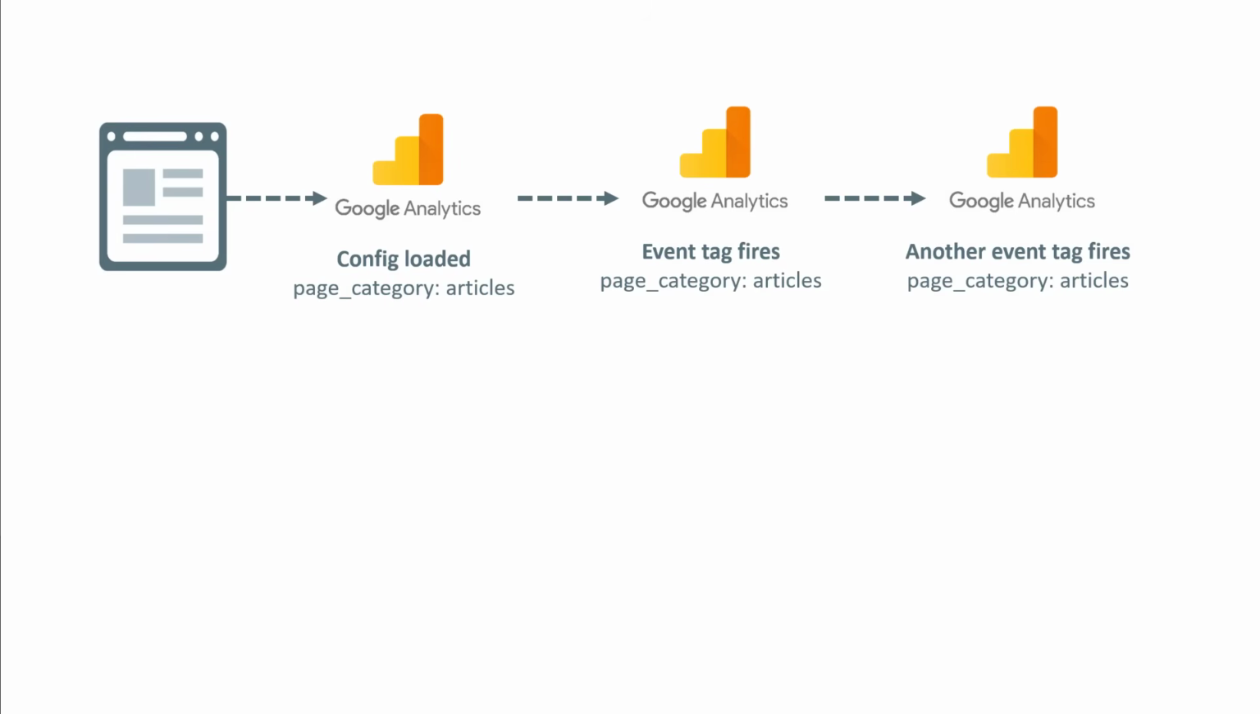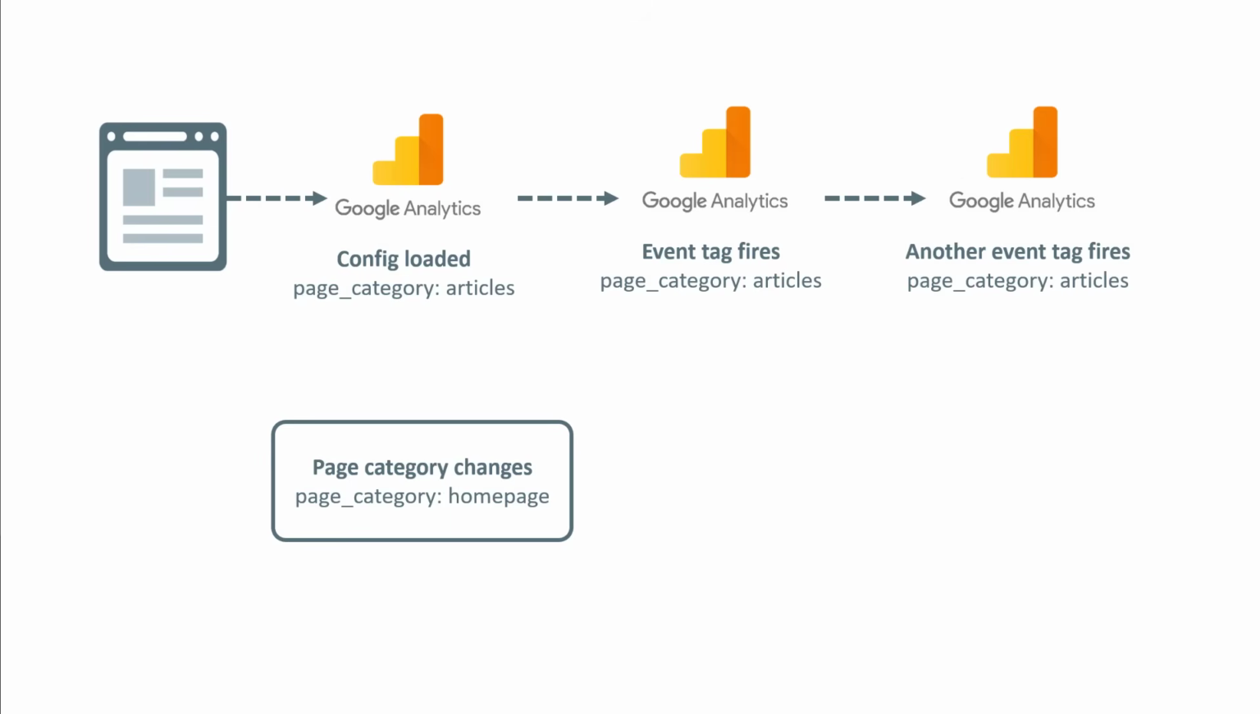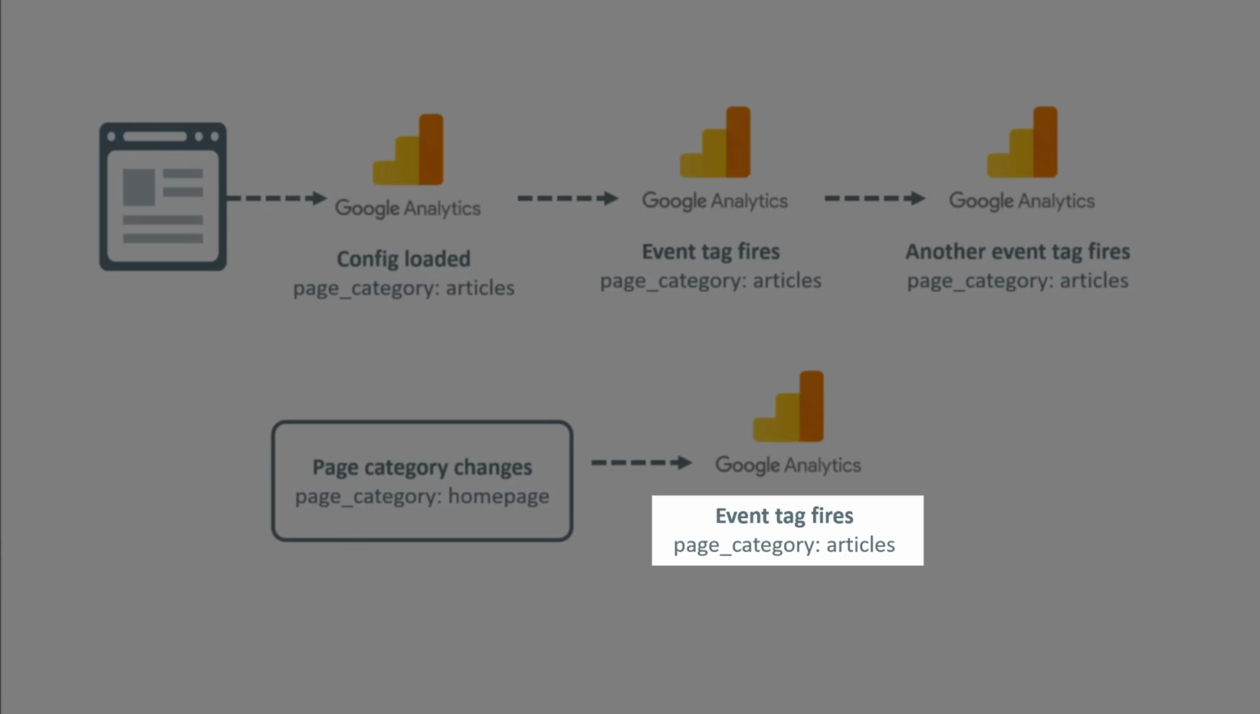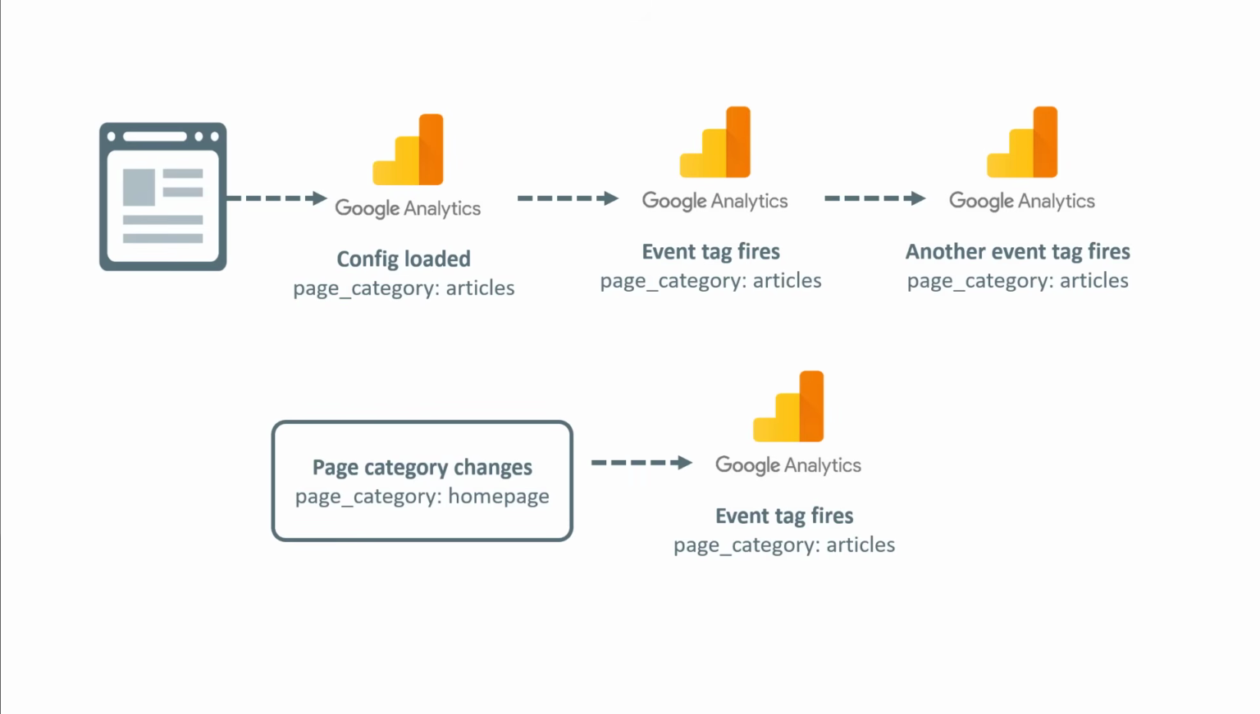However, we're talking about a single page application, which means that if the visitor goes to another page, the browser window does not actually reload. It just dynamically loads a new page content, which means that the configuration tag never refires again. So even though the page category changes from article to homepage, if the event tag fires on the homepage, the page category will still be article because it inherits the page category from the initial load of the configuration tag. And this was a big pain.